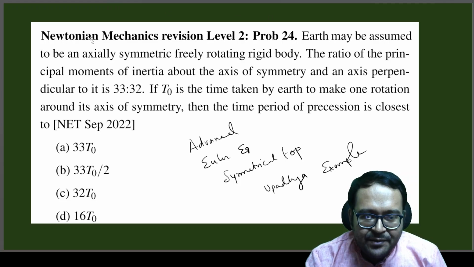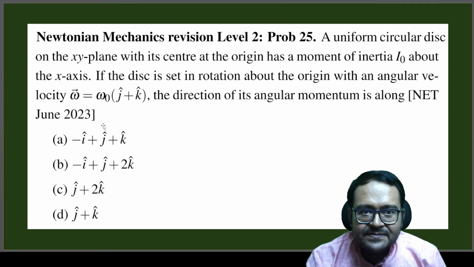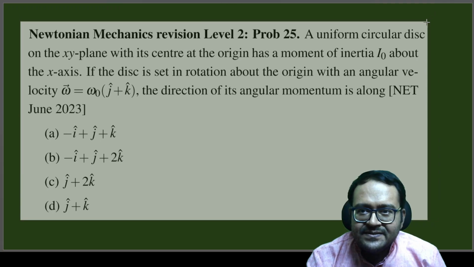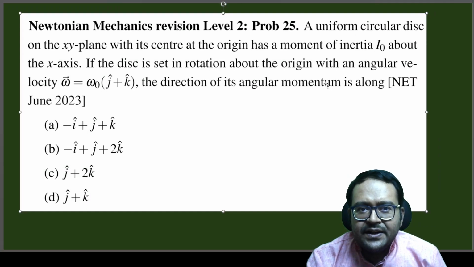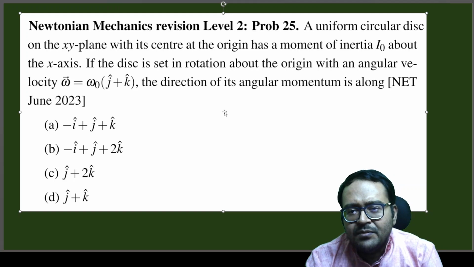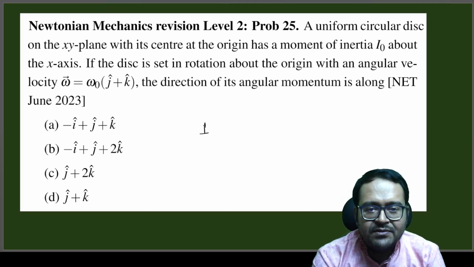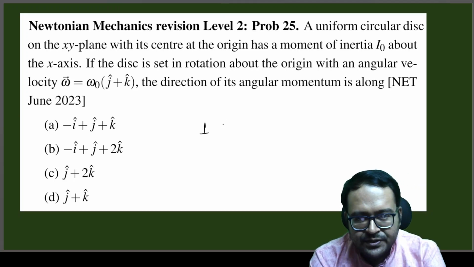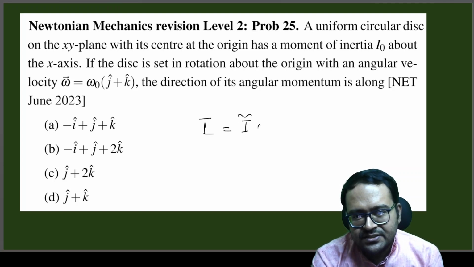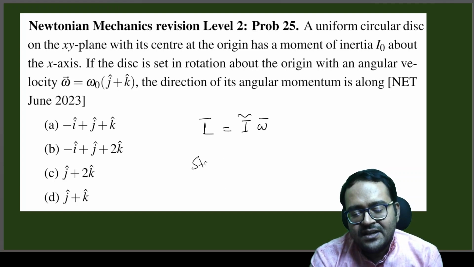Okay guys, these kind of problems they ask. This is also, you can see, uniform circular disk. If the disk is set in rotation about the origin with an angular velocity, find the direction of angular momentum. It's a direction of angular momentum problem. So your L is actually starting from rigid body. You must know L as a vector, I as a tensor, omega as a vector. So start here.